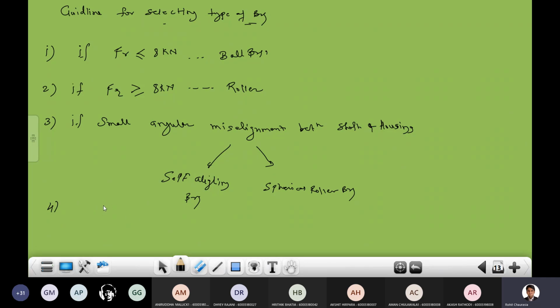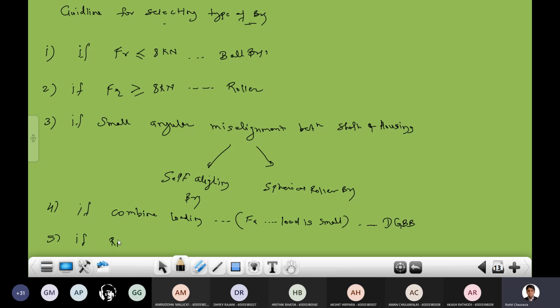combined loading means there is a radial as well as axial load. So यहाँ पे if combined loading but axial load is small, so that time we can select DGBB, that is a deep groove ball bearing. Okay. Fifth is nothing but if rigidity is the criteria.